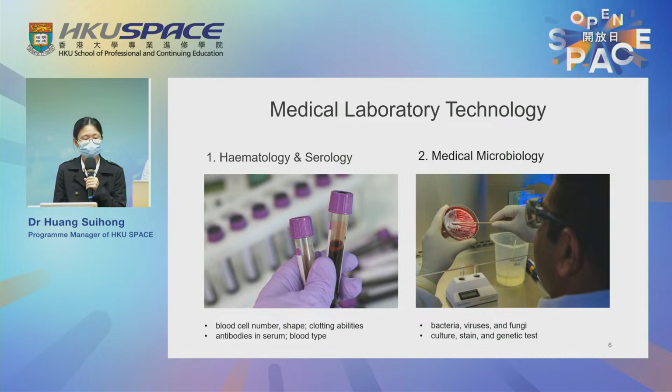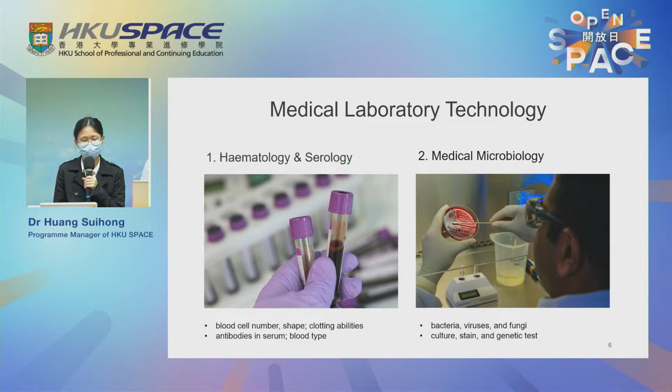MLT in this discipline will perform tests to look at the shape or the number of red blood cells to discover if there's any blood-related disorder like anemia or leukemia. They also perform tests to detect blood clotting ability. While serology studies the antibodies and antigens in the blood sample. They also determine the blood type, the ABO blood type, which is a very important factor to consider during blood transfusion. And the second discipline is medical microbiology.